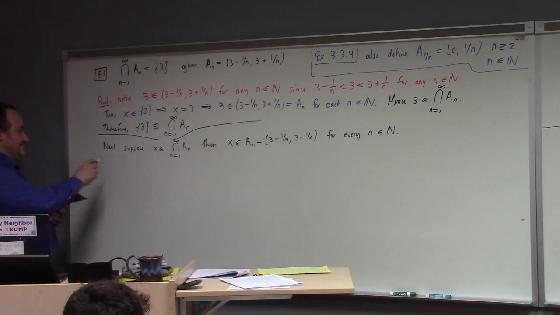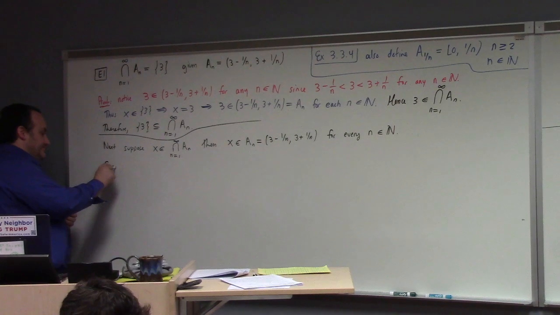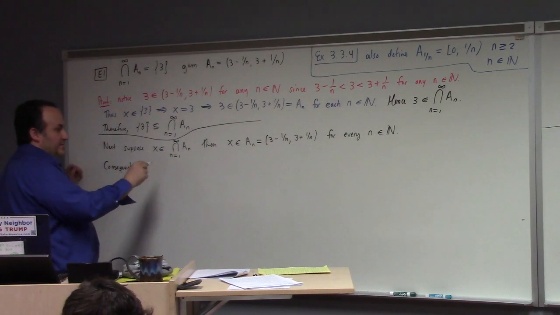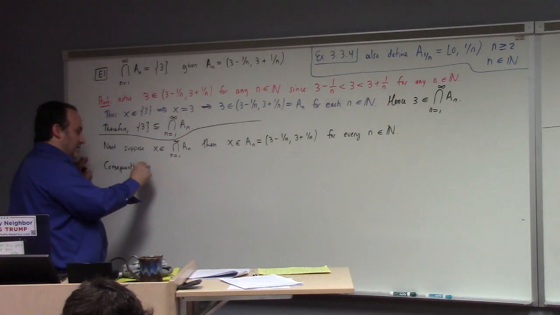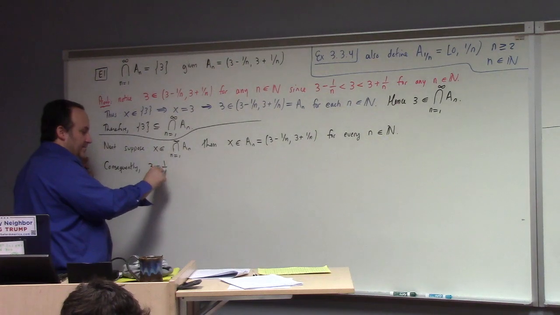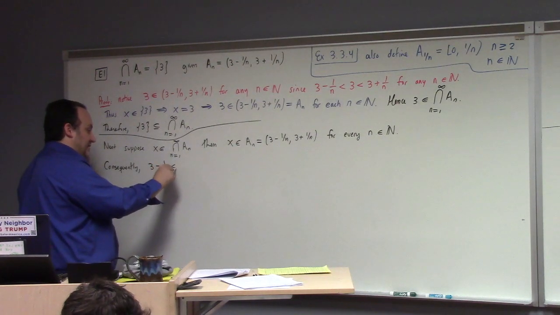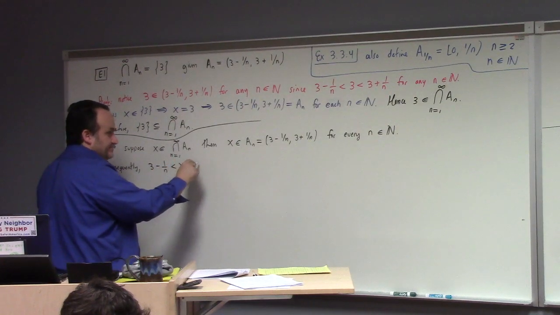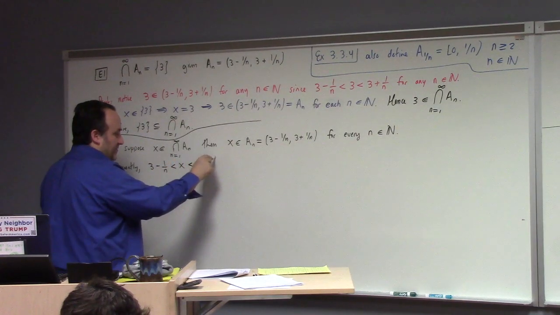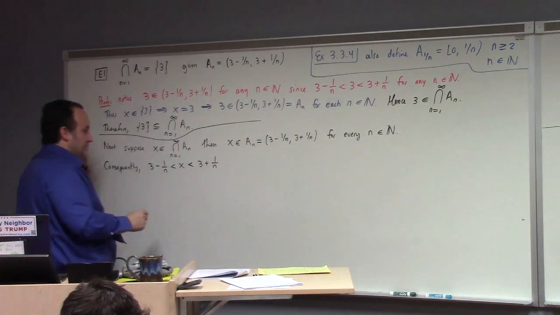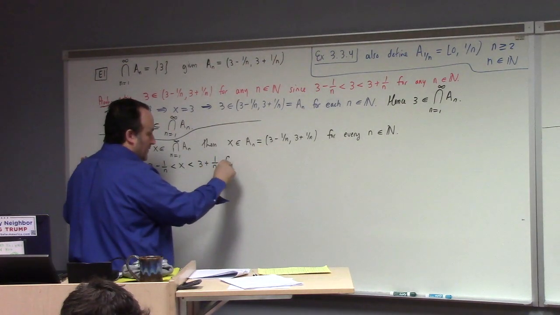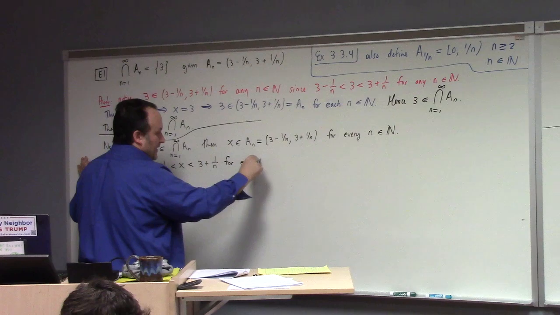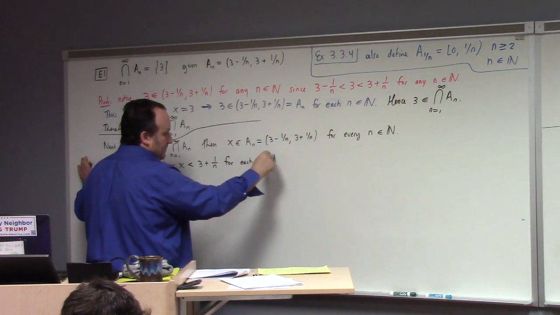Consequently, what? We have, what inequalities do we have? We have 3 minus 1 over n is less than x, which is less than what? 3 plus 1 over n, for each n in the natural numbers.